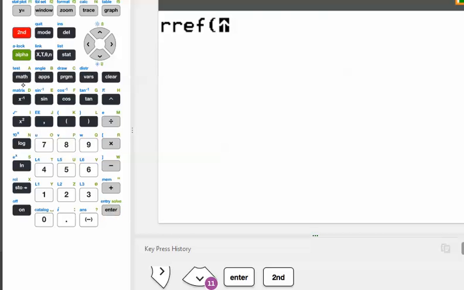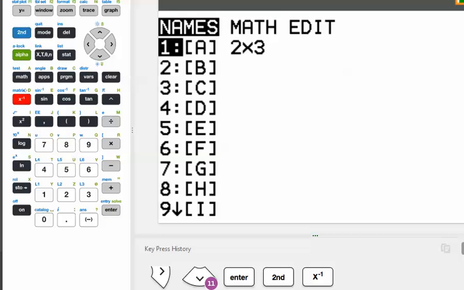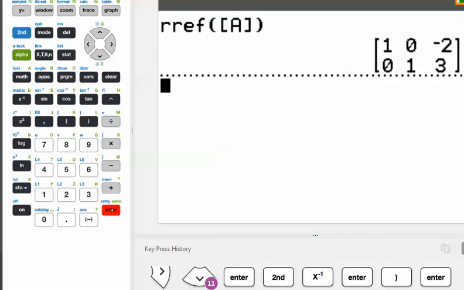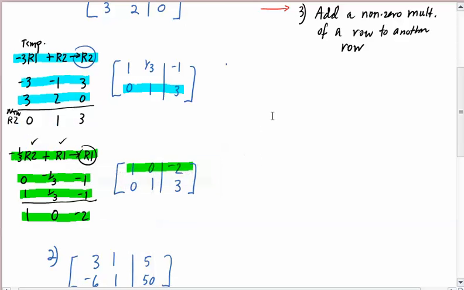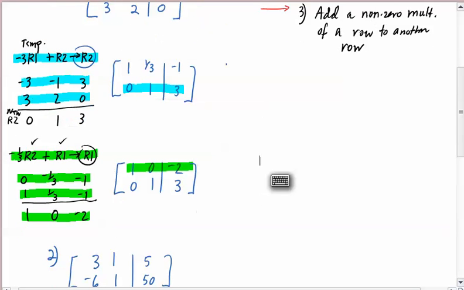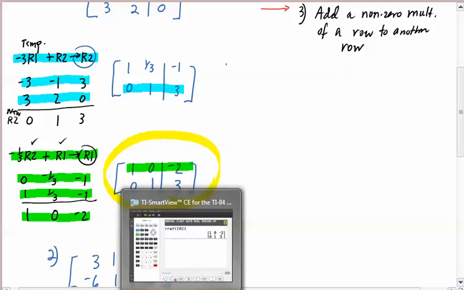Press enter. Now I need to go grab the matrix that I want to apply these row operations to. So I'm going to go second matrix. I got to go back into matrix, and I'm just going to press enter because I'm grabbing matrix A. Close the parentheses and press enter. Get back. Isn't that great? Isn't that what we got? Isn't that what we have? Excuse me. Where'd it go? There it is, right there. This is what we have right here, and that's what they have. 1, 0, 0, 1, negative 2, 3.